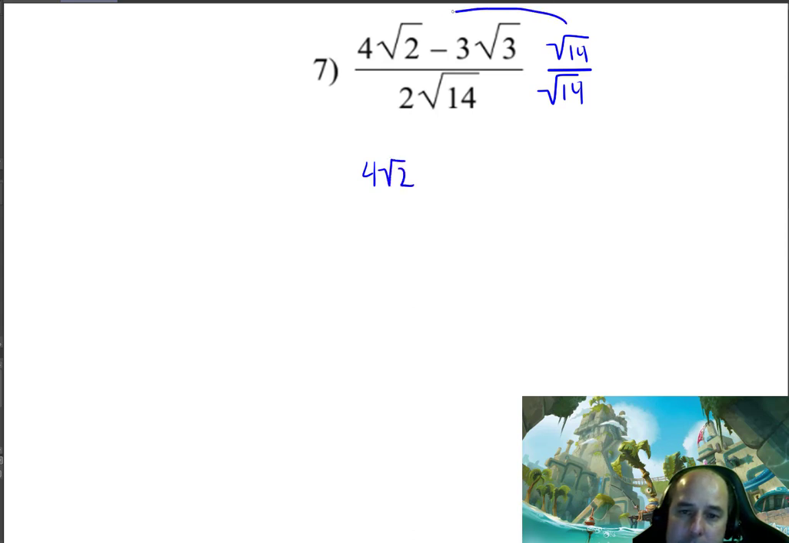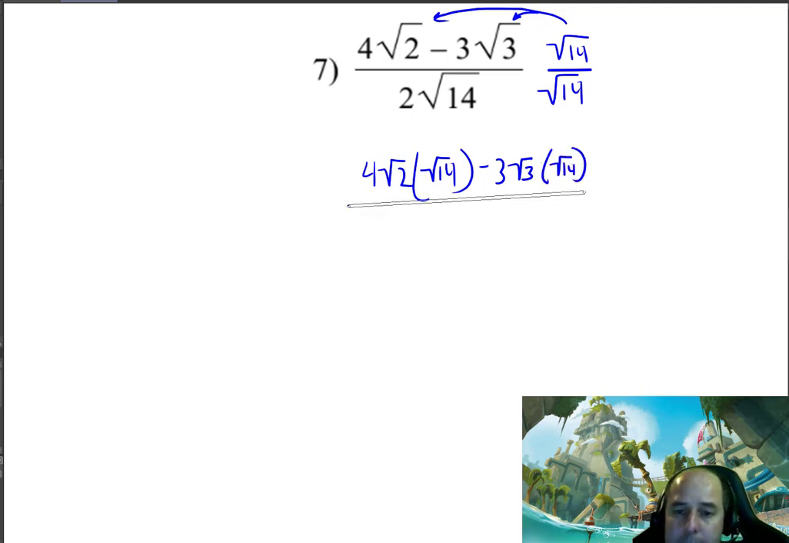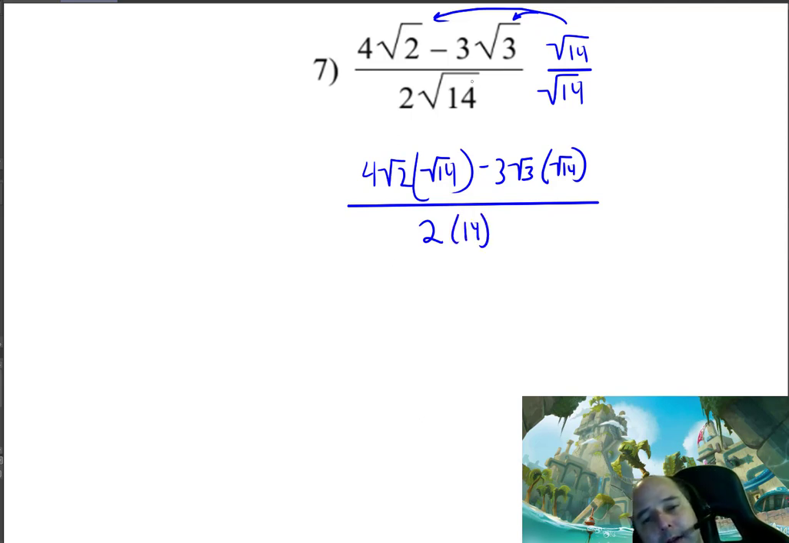Once again, this has to distribute in, times the square root of 14, minus 3 square roots of 3 times the square root of 14. Then I'm going to put that over 2 square roots of 14 times the square root of 14. Those 14's cancel out, so that just becomes 2 times 14. The square roots cancel out because it's the square root of 14 squared, which cancels out.